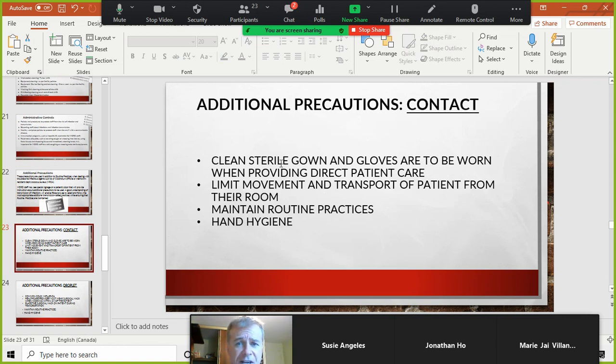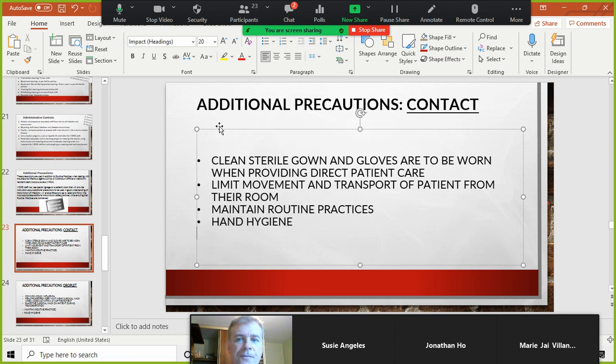Additional precautions here. We've got contact. Now, you even look here, carrying boxes. You've got your uniform in the hospital. Maybe it's your job to carry boxes from the back of the truck. How are you going to carry these boxes? You're going to carry the box close on your chest? Now this dirty box is going to be on your uniform. So clean, sterile gowns and gloves are to be worn when providing direct patient care, limit movement and transport of patients from their room, maintain routine practices, hand hygiene. You're going to see this on all of them.